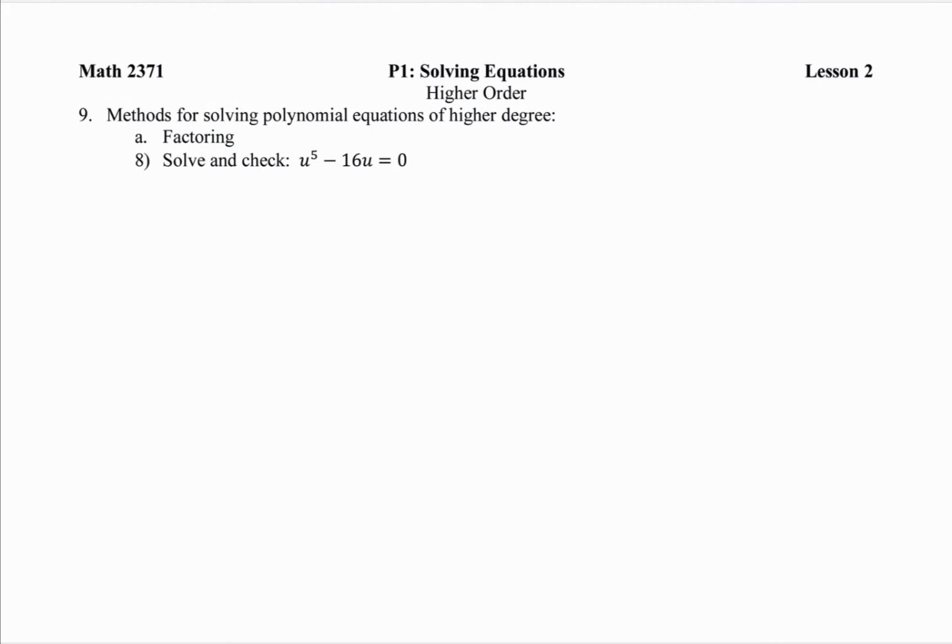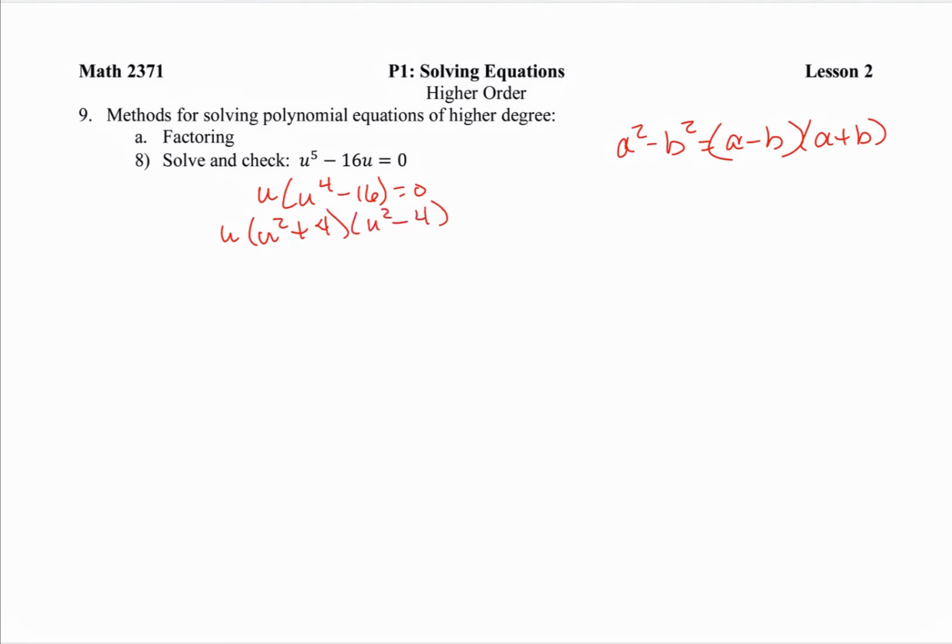So the first one we're going to factor. First, let's pull out a u. And so we get u to the fourth minus 16. And we need to remember that a squared minus b squared equals a minus b times a plus b. And u to the fourth is a perfect square, and 16 is a perfect square. So this becomes u times u squared plus 4 times u squared minus 4.